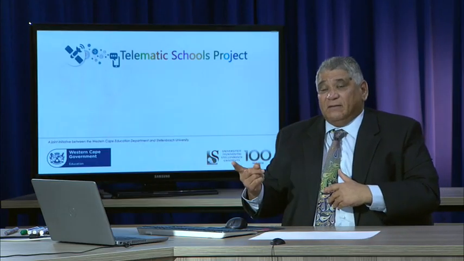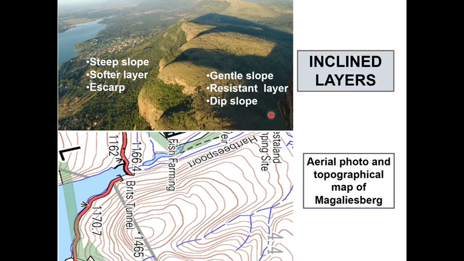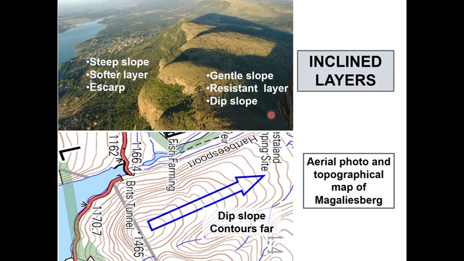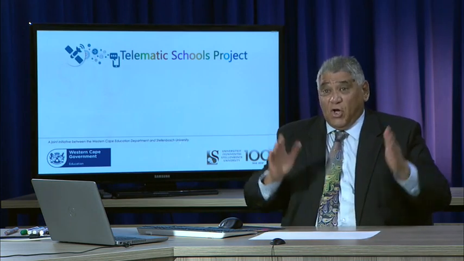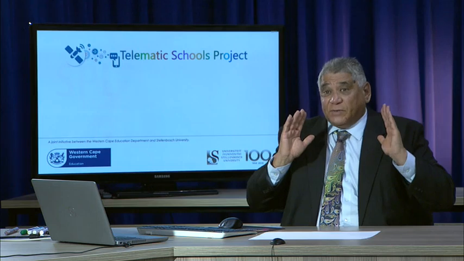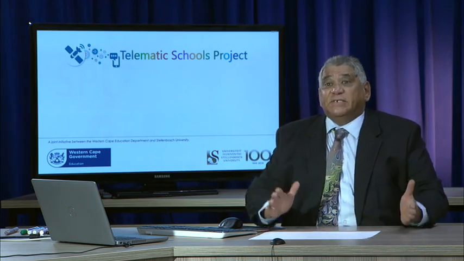Okay, now that is a photo. Let's go back to the map that we've just shown you. Can you remember we had the dip slope, with the contours far apart there? And on this side the contours are close, and that is why we've got your steep slope here and the gradual slope on the other side. What's very important that you must remember when you are busy with inclined layers? The first thing you must look at is where do I find my steep slope and where do I find the gentle slope? That is easy. If they give you a diagram or a photo, it's easy.